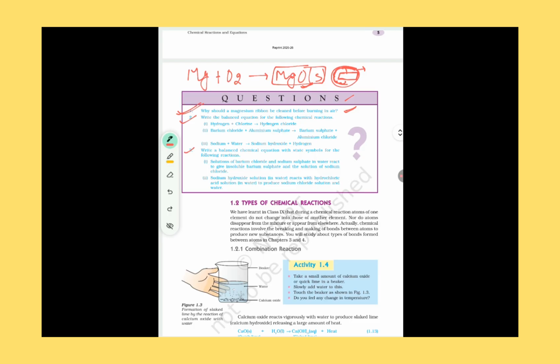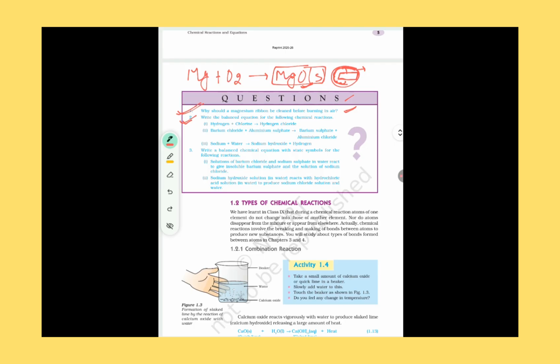Magnesium oxide. Now the second question is, write the balanced equation for the following chemical reaction. A: hydrogen and chlorine when they combine, that forms what? Hydrogen chloride. You have to write the balanced chemical equation for the following. That means we should write what? Balanced chemical equation. So first of all, what is the symbol of hydrogen?